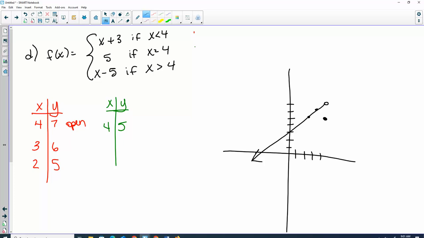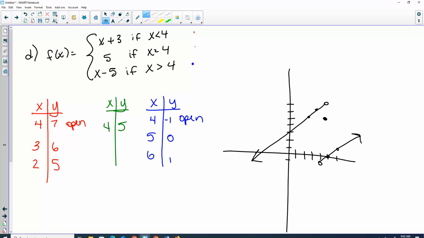Okay, the last one. x minus 5 if x is greater than 4. So we still have to plug in the 4, but then we do things larger. The 4 didn't have an equal to, so that's open. So 4 minus 5 is negative 1, 5 minus 5 is 0, 6 minus 5 is 1. So (4, negative 1) is open. (5, 0), (6, 1).